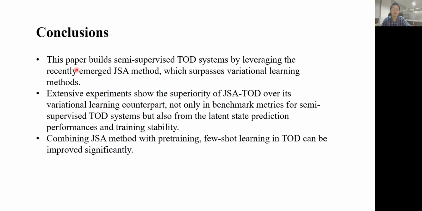First, this paper builds a semi-supervised TOD system by leveraging the recently emerged JSA method, which surpasses variational learning methods. Second, extensive experiments showed the superiority of JSA-TOD over its variational learning counterparts, not only in benchmark metrics for semi-supervised TOD systems, but also in latent state prediction performance and training stability. Finally, combining JSA method with pre-training, few-shot learning in TOD can be improved significantly.